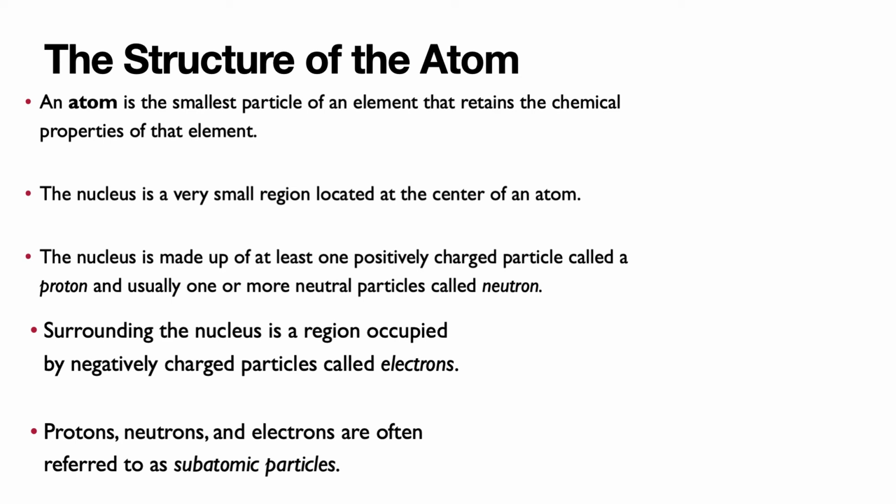The structure of the atom. So an atom is the smallest particle of an element that retains the chemical properties of that element. So the nucleus is a very small region located at the center of an atom. The nucleus is made up of at least one positively charged particle called a proton, and usually one or more neutral particles called a neutron.